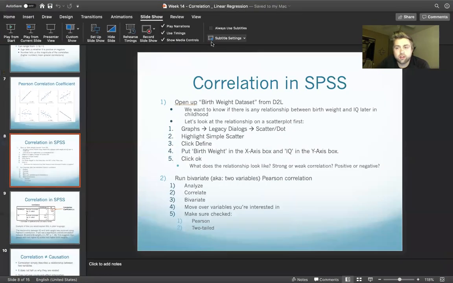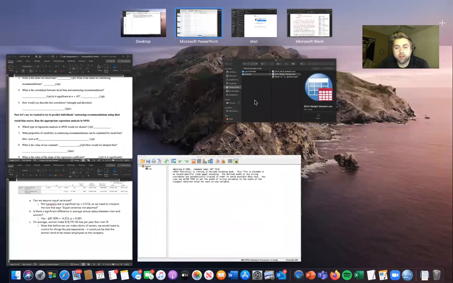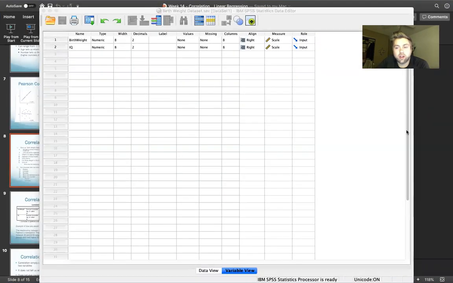All right, the data set's still loading. So we want to know if there's any relationship between birth weight and IQ later in childhood. So basically what we're wanting to do is, let's see.